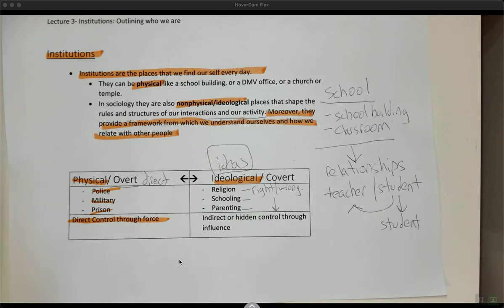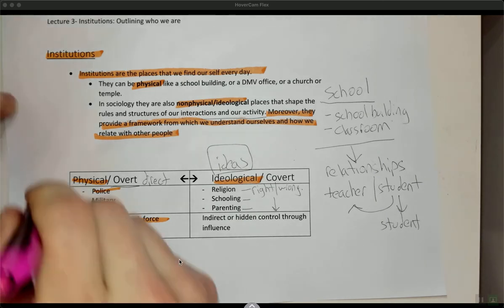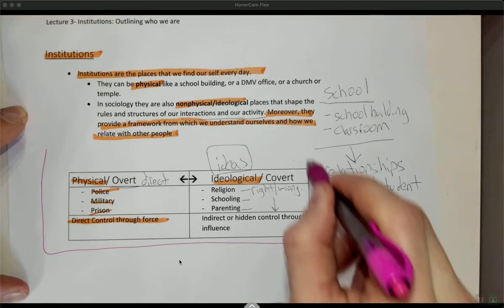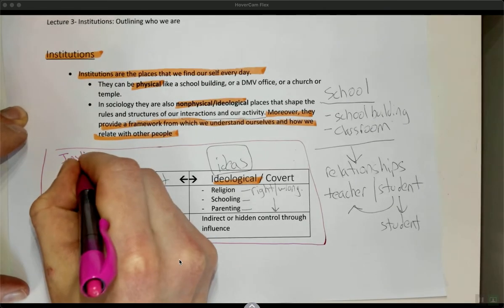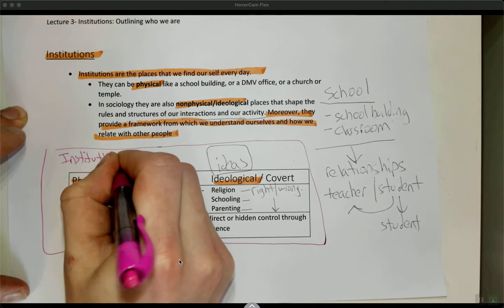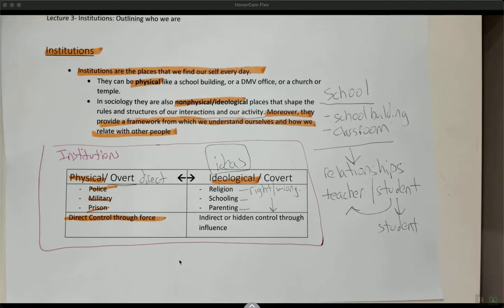But the basic idea is institutions encompass both of these things. Institutions in society cover both physical and ideological forms of control. Okay, so how does this affect relationships? Let's go into the next page here.